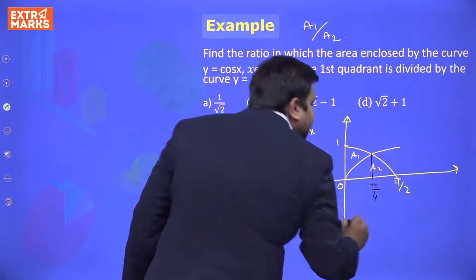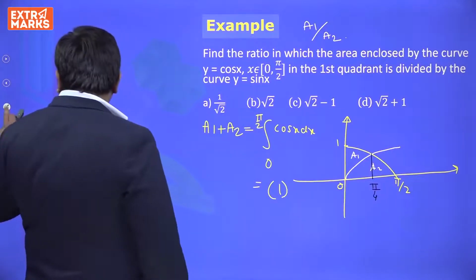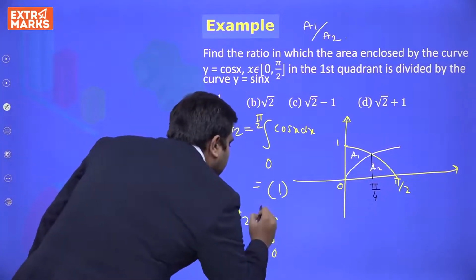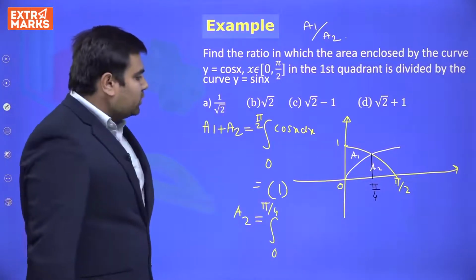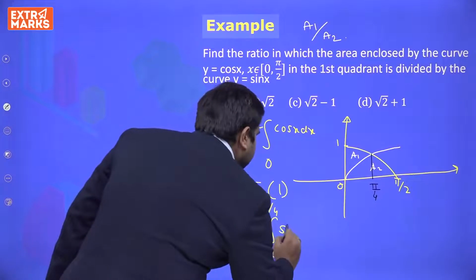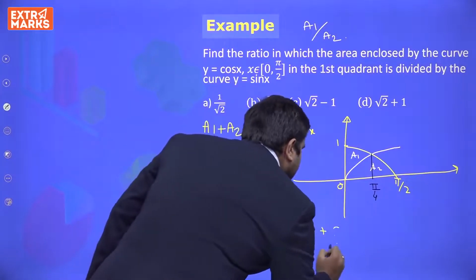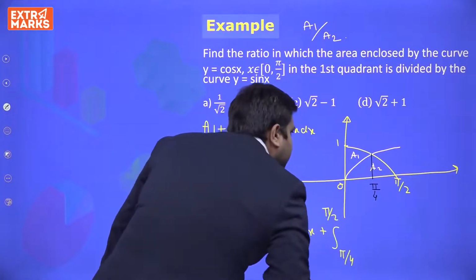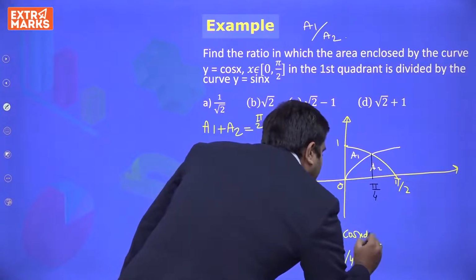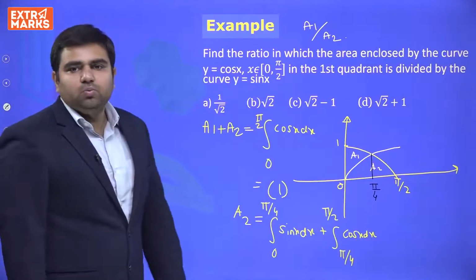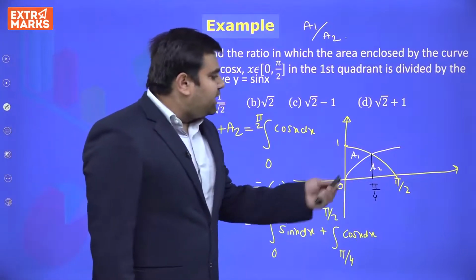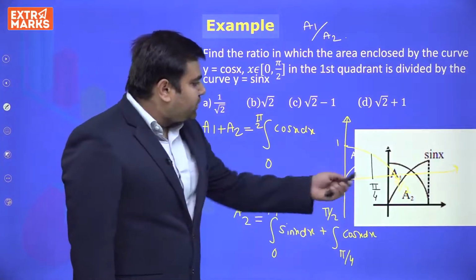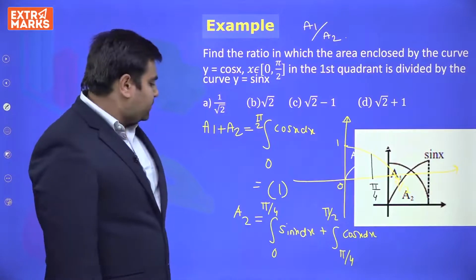In order to calculate a2, let's understand that they intersect at pi by 4. Now a2 is further divided into two different parts. One is 0 to pi by 4, so 0 to pi by 4 sin x dx, plus pi by 4 to pi by 2 cos x dx. This is a2, right? This is the curve which I am speaking about right now.